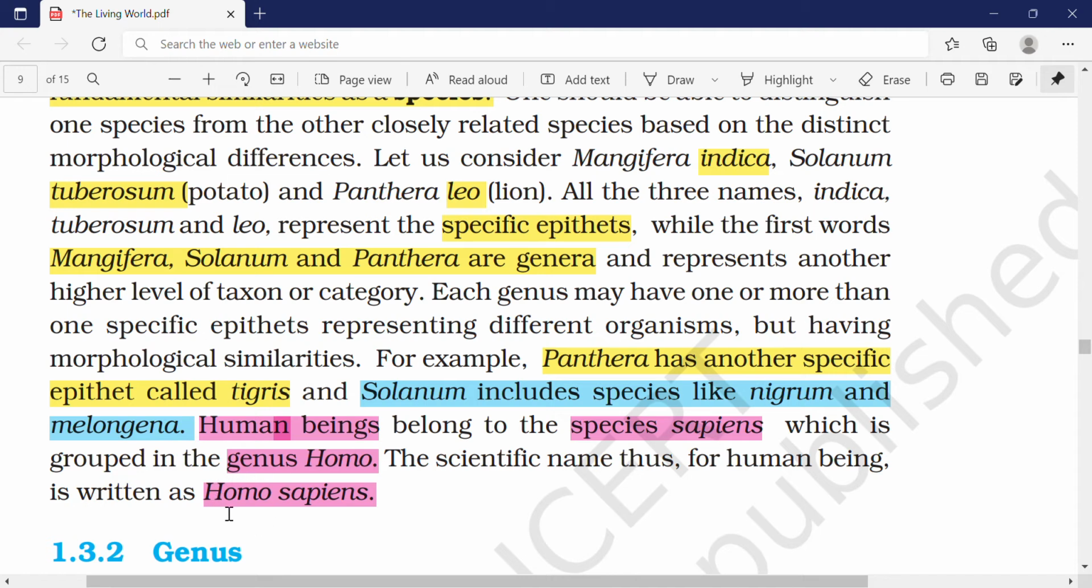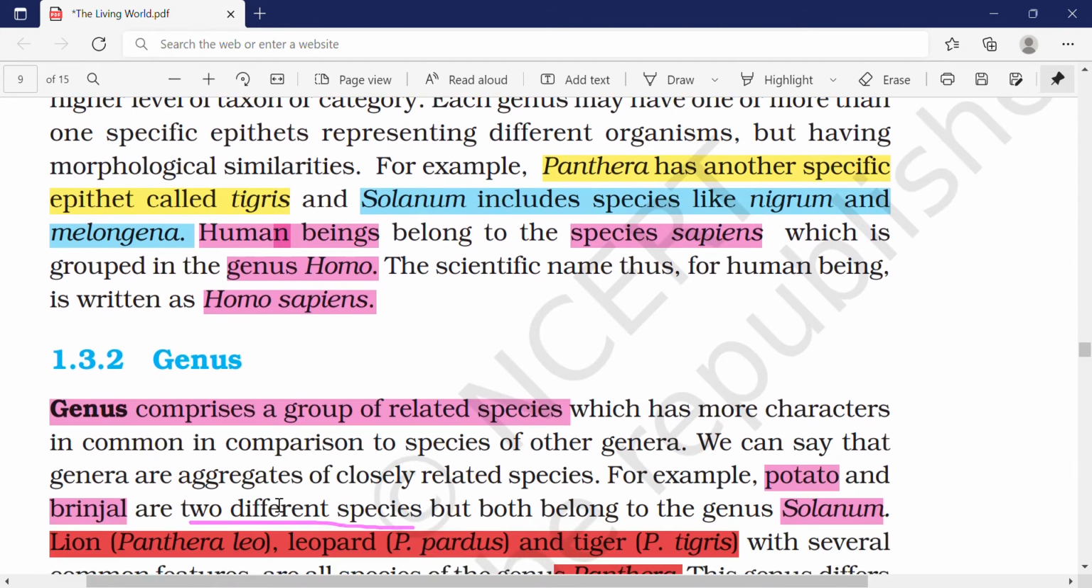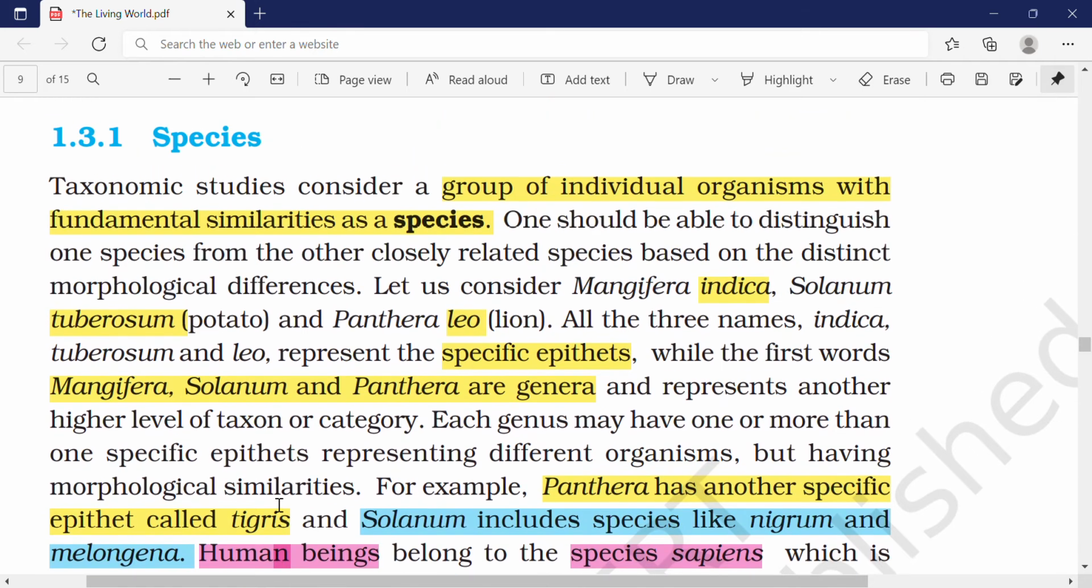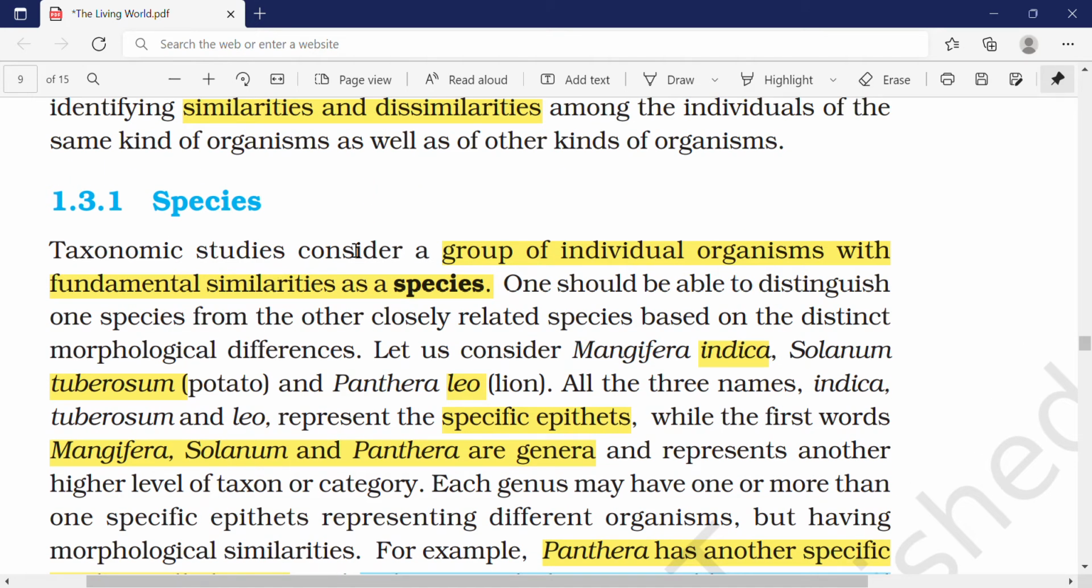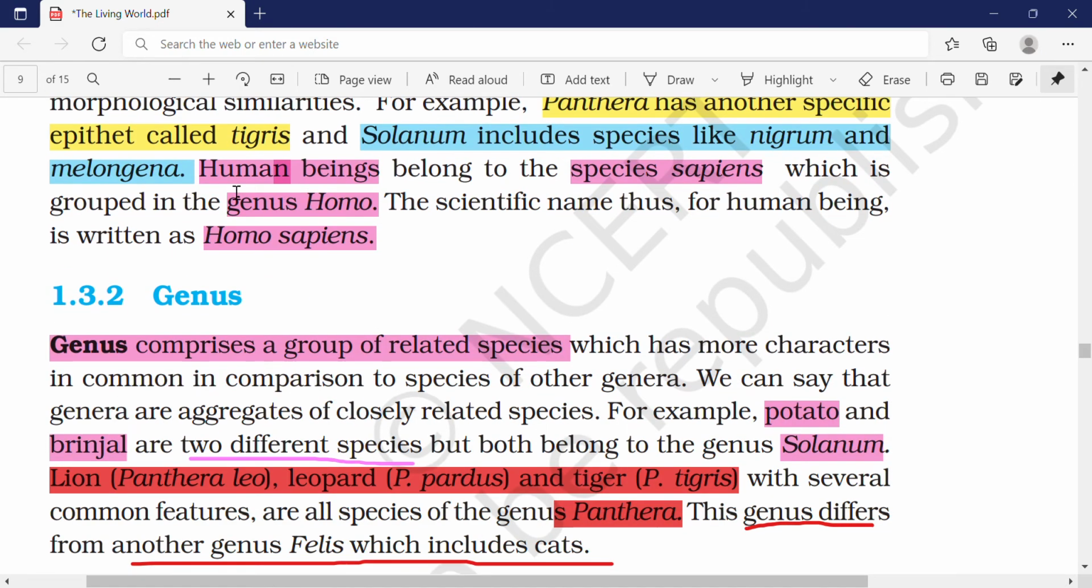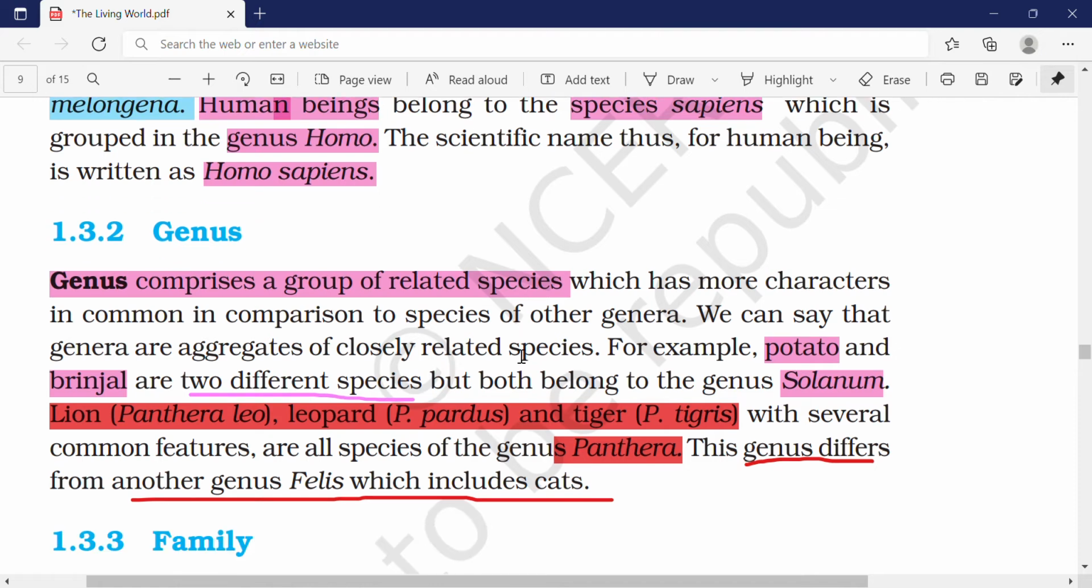Homo is the genus name and sapiens is the species name. So next, let's go to genus. What is genus? A group of species together placed in a genus. So a genus comprises a group of related species. Potato and brinjal are two different species, but they belong to the same genus, that is Solanum.